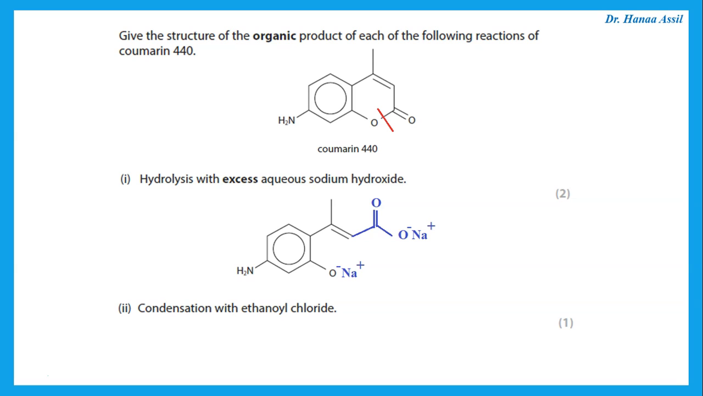What if we do this reaction with condensation with ethanoyl chloride? Now, if I have that compound on top and I react it with ethanoyl chloride, remember we said that is how we put that group on the nitrogen of the amine part. So ethanoyl chloride would put the C double bond O CH3 group on the nitrogen.